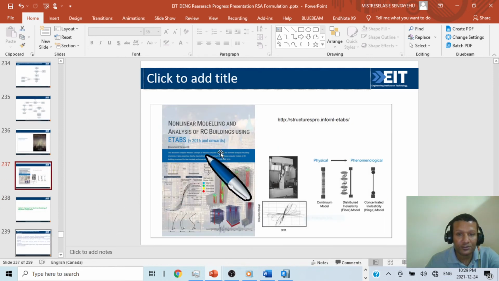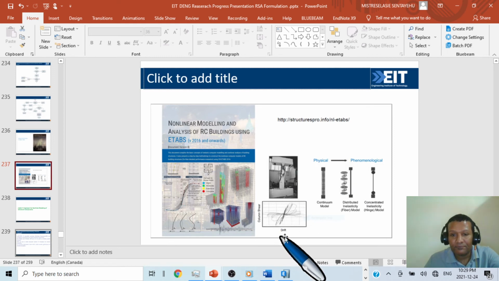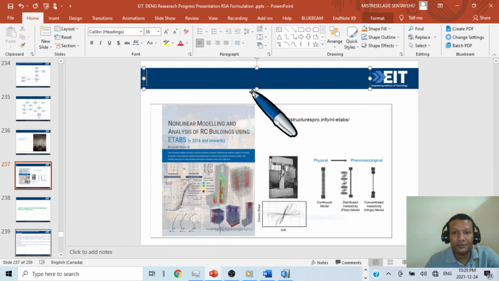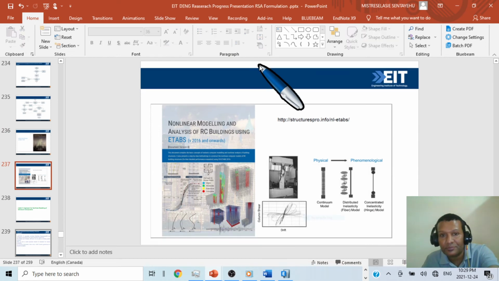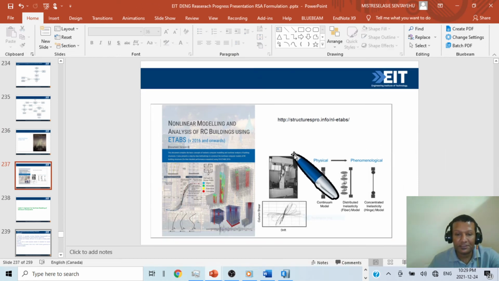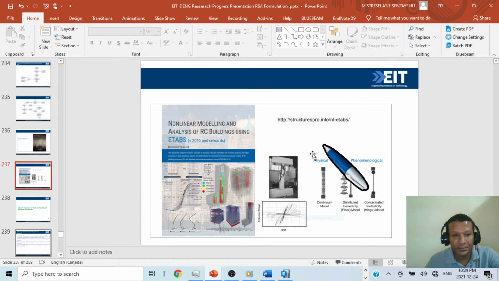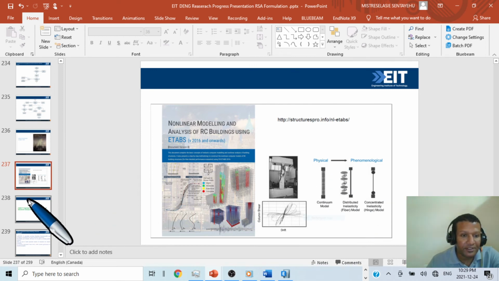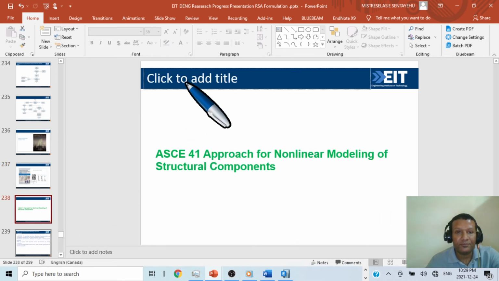In addition to that, you can see this is the full nonlinear detailing approach, step by step. It has a presentation, and everything is included here with Professor Fouad also. So you can see concentrated modeling, this distributed and concentrated hinge approach. What does it mean? This fiber hinge approach, continuum, everything is explained.